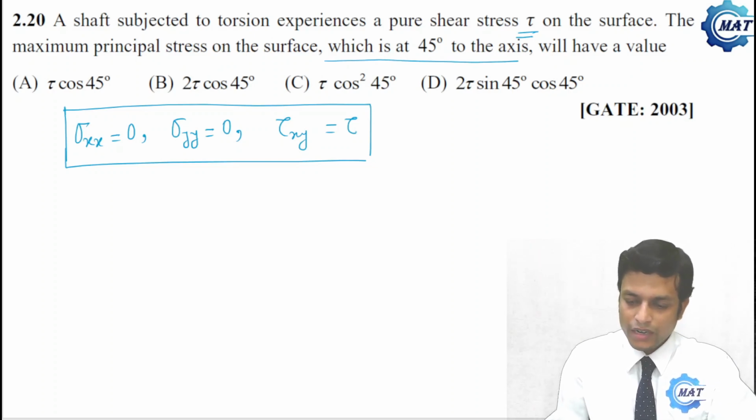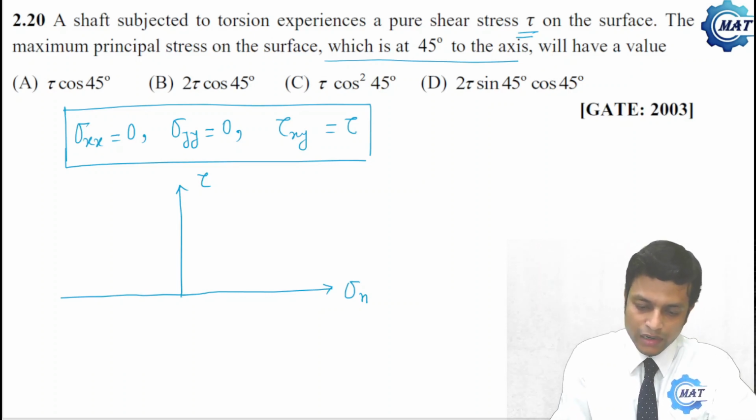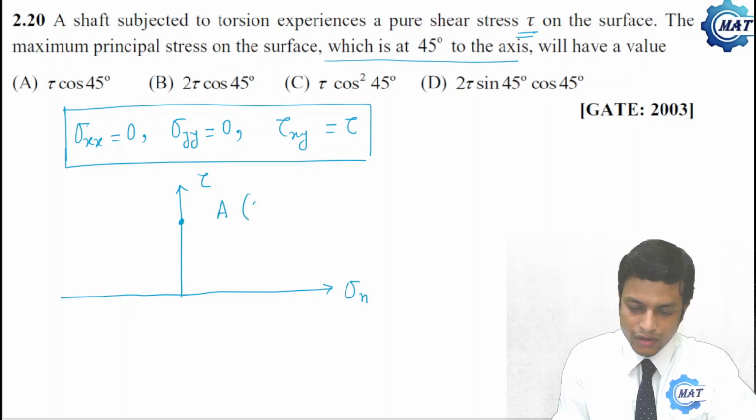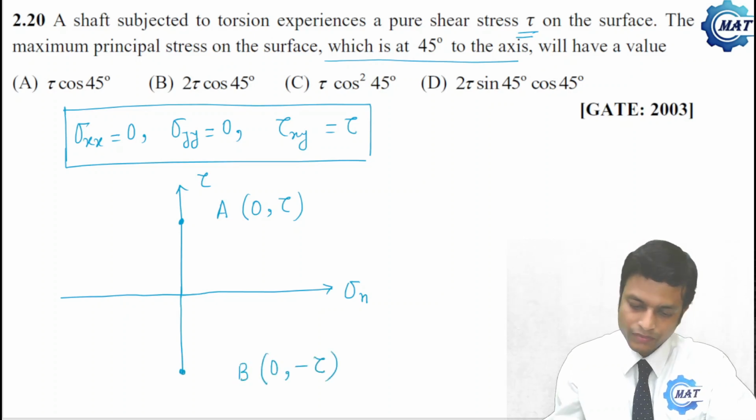So now first let us draw the Mohr circle for pure shear. So for pure shear, this is sigma n, this is the tau axis. Where will be point A? Point A is 0 comma tau. So here, say this is the value A. The coordinate is 0 comma tau because sigma xx is 0. Where will be point B? Point B will be 0 comma minus tau. So somewhere here B is 0 comma minus tau.